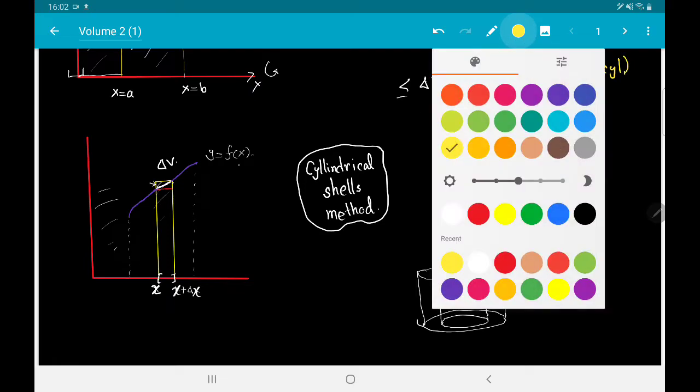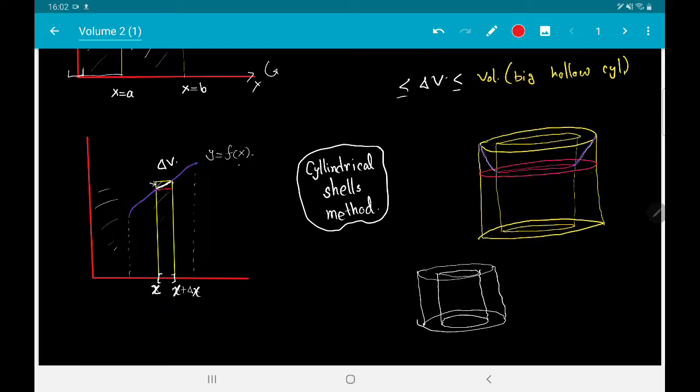So first, this is the volume of the big hollow cylinder, and it is also bounded below by the volume of the small hollow cylinder. So I am writing though because I am referring to the picture I have just drawn. So can we compute this volume? Okay, we can. So again, let us look at this picture.